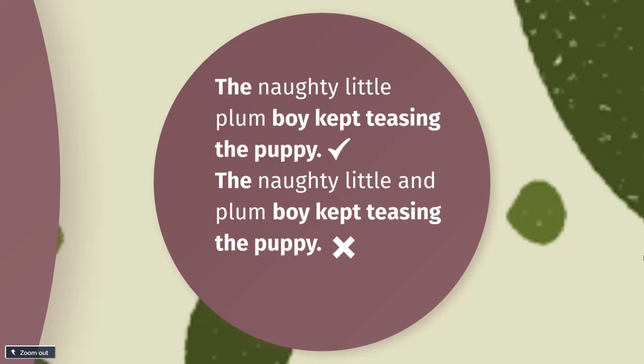Naughty, over here, is from the group of opinion. Little is from the group of size. Plump is also from the group of size. So over here there is no need to put a comma or and when these adjectives belong to different groups. We do not put a comma or and, right?